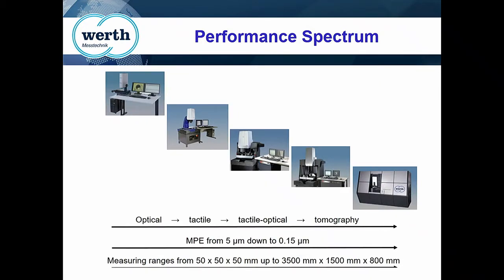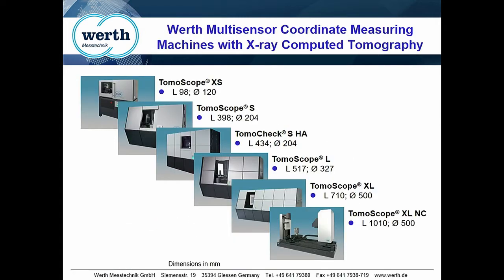And we have several lines of products. In addition to our line of CT machines, we have a line of shop floor machines and a line of lab machines. All of our measuring machines have an MPE from 5 microns down to 150 nanometers, and we also offer a wide range of product sizes that we can measure. And this is our line of Tomoscopes. We recently came out with the Tomoscope XS in the upper left corner, but we have several other models, and we can recommend to you the one that you would need based on material density and part size.